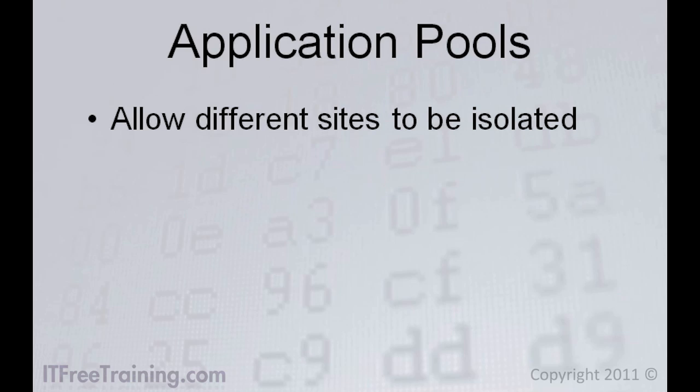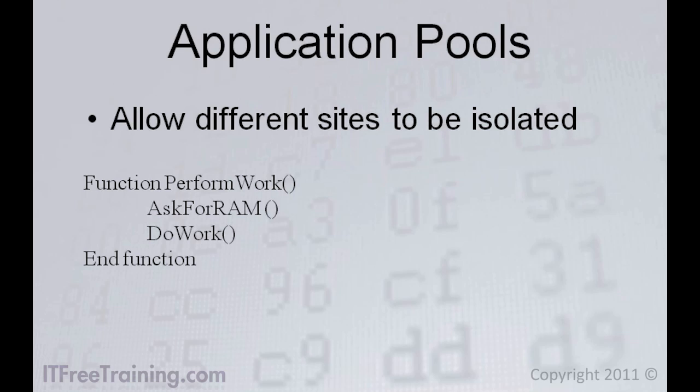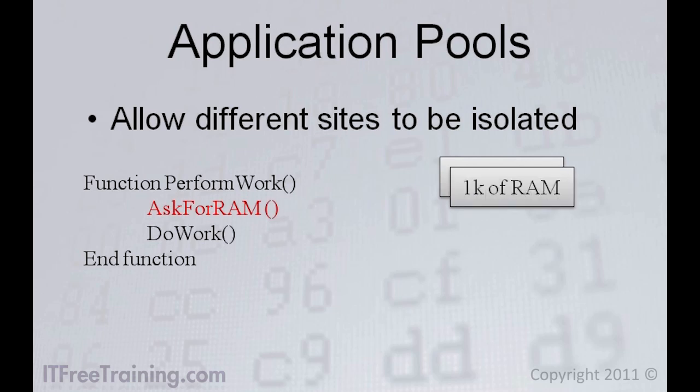Application pools in ISS allow for different sites and web applications to be isolated from each other. To understand the importance of this, consider this example. The function here, each time it is run, asks for RAM to be allocated to it. The first time the function is run, the operating system allocates 1 KB of RAM to the function as requested. The second time the function is run, the operating system again allocates 1 KB of RAM to the function as requested. The third time, the same thing.